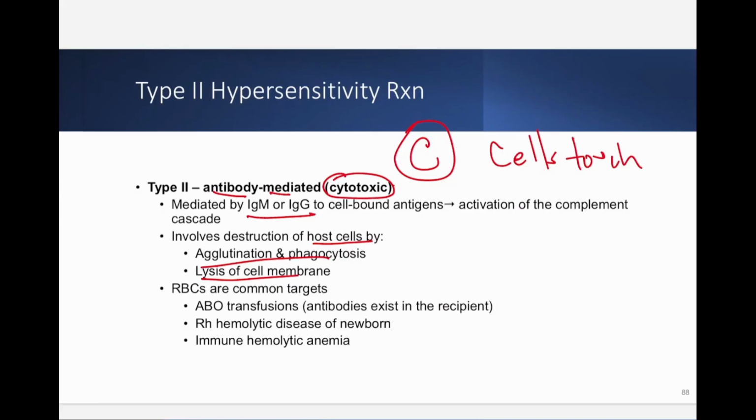RBCs are a very common target for this one. There's your blood transfusion. Causes cells to touch. The antigen and the antibody touch, causing these complexes to form and cause different reactions. So ABO transfusions, Rh hemolytic disease of the newborn. We went over that a lot in physio with regard to Rh factors.